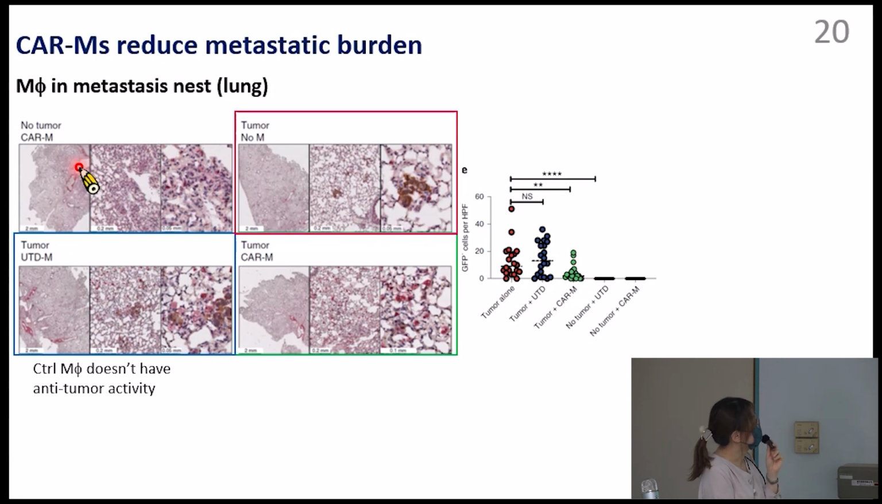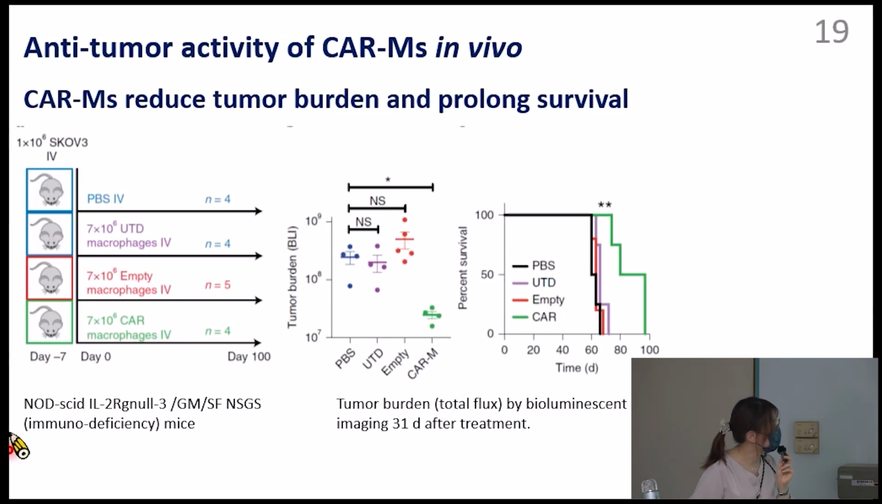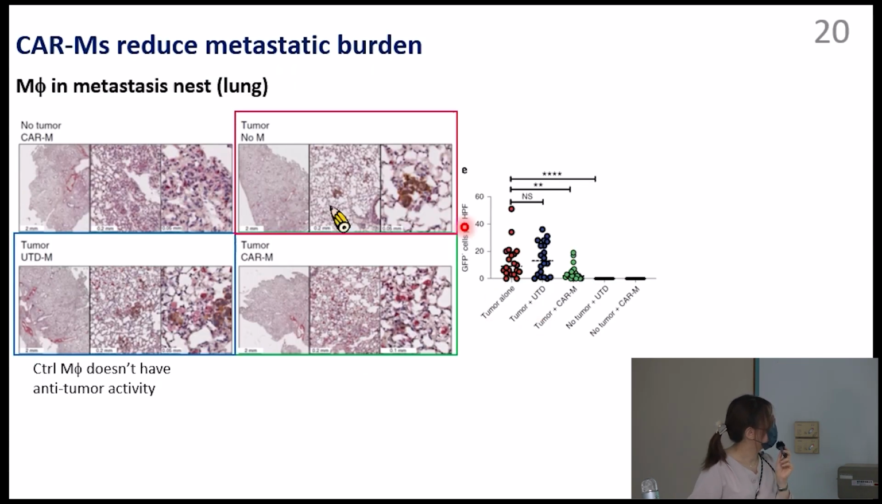Okay, and they also want to see the macrophage function in metastasis. So this is the same experiment as this one, and they just want to analyze the metastasis, because this kind of tumor can metastasize to the lung. So they also want to see whether this macrophage can infiltrate to the lung, the metastatic tumor. And okay, we can directly see the result.